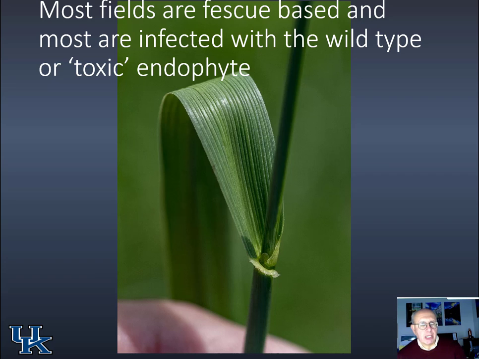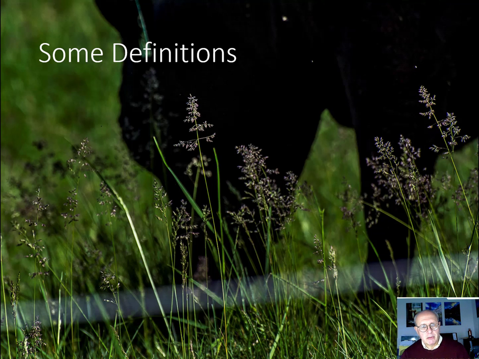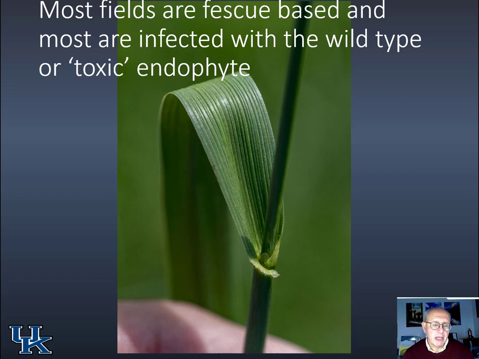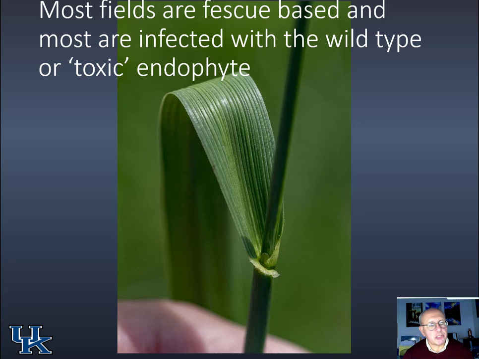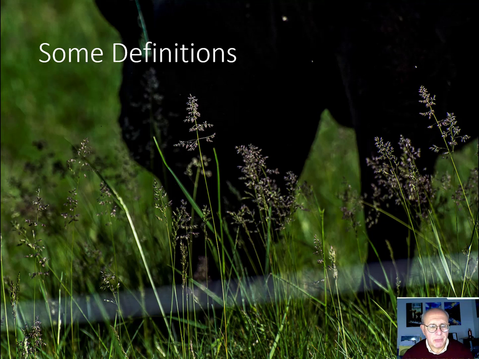As we said earlier in the class, and probably more times than just once, most fields are fescue based, and most are infected with the wild type or toxic endophyte. First of all, let's start with some definitions to possibly start making some sense out of this. And let me back up and say the toxic endophyte is actually a fungus that grows within the plant. It grows down at the very base of the plant, and then also it accumulates in the seed. But you'll hear more about that a little later today.